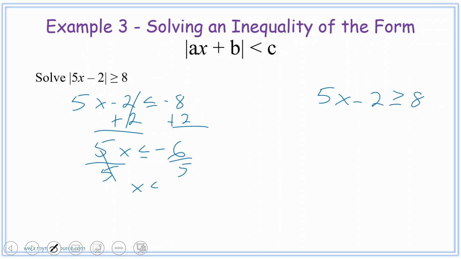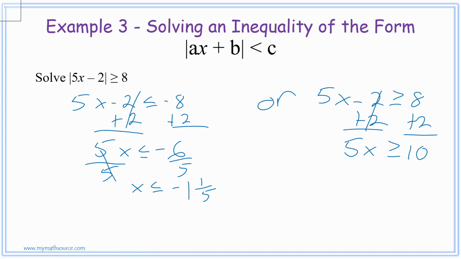And so x is going to be less than or equal to, we can leave this as an improper fraction, or we could say 5 goes into 6 one time with 1 left over. And that way it would be easier to graph that. And then on the other side, we have plus 2, and what we do to one side, we do to the other. We'll have 5x is greater than or equal to positive 10, and divide both sides.